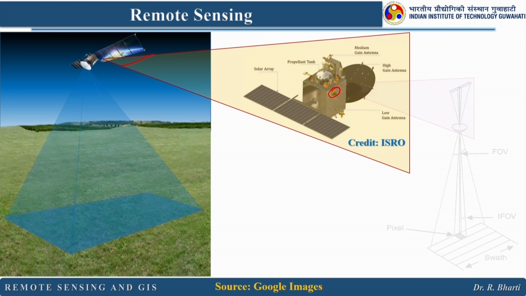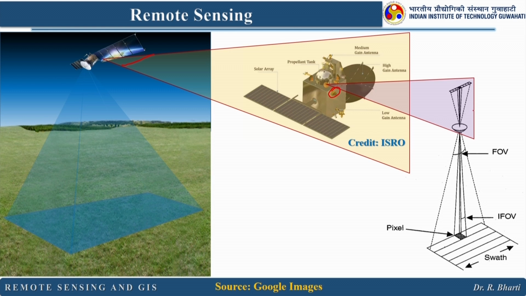If you see the next zoomed version, here you can see there is an array of detectors which are sensitive in a particular wavelength region, and one detector is looking at only one pixel. Remember in the image I told you one pixel is basically a square box. That is generated or acquired by a single detector. This angle, which is capable of generating an image, is called IFOV, and FOV is for the whole image.